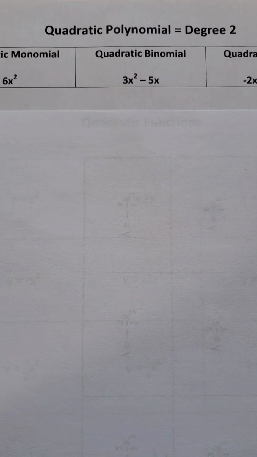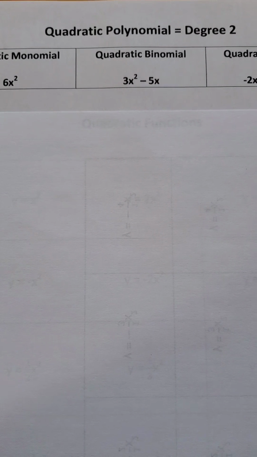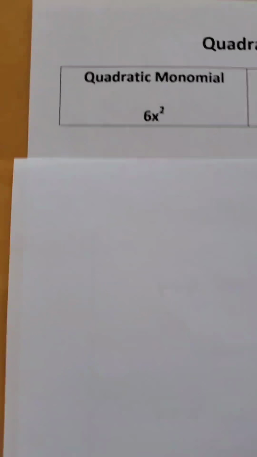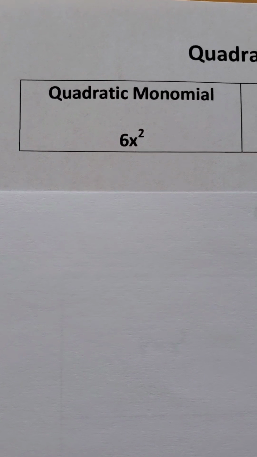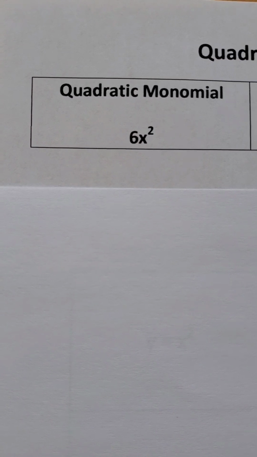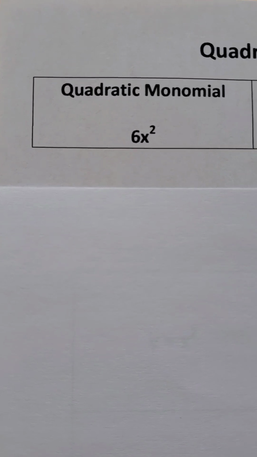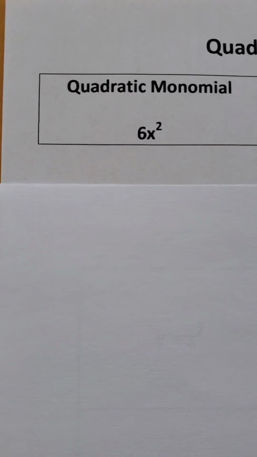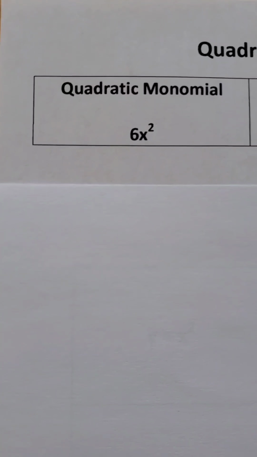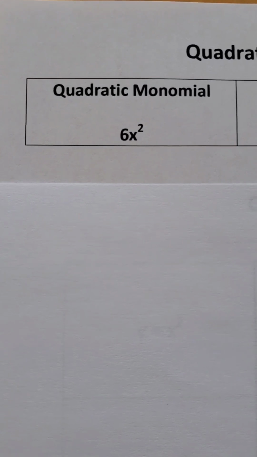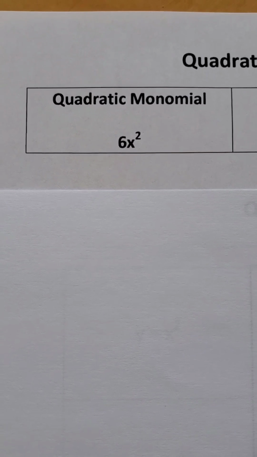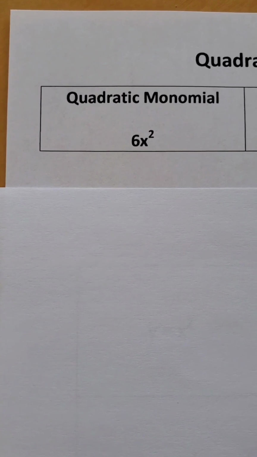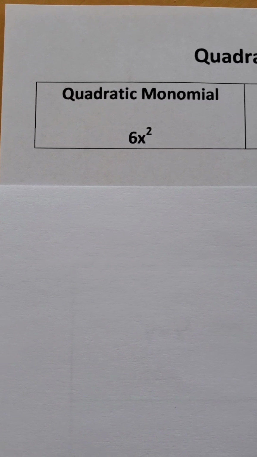They always have a degree of 2, which means x squared. When you look over here, you remember what a quadratic monomial is. It's one term. It can have a coefficient, that's the 6, but it always has to have an x squared. I know it's a little confusing because you think of the word quad and you think 4, but quadratic is squared. Quartic is to the 4th power, which we aren't going to do in this lesson.